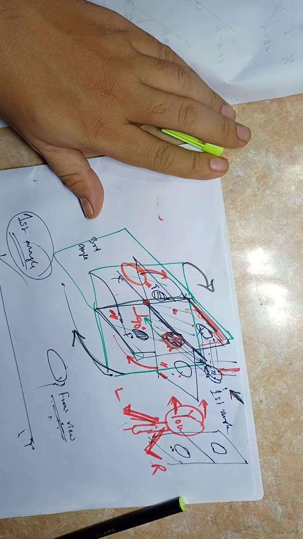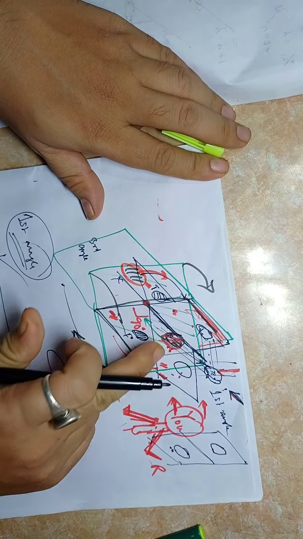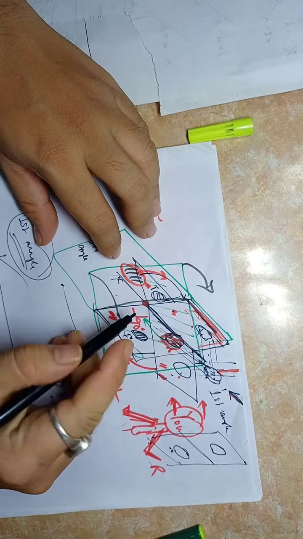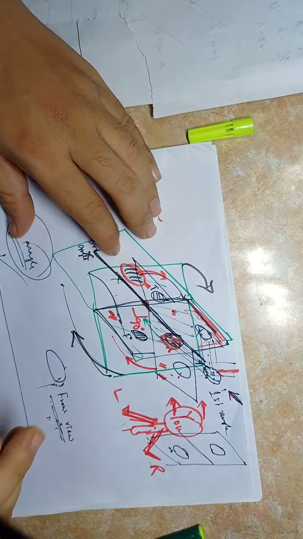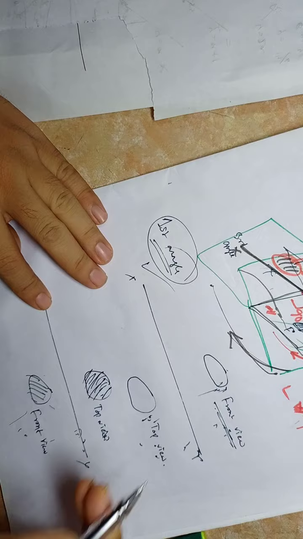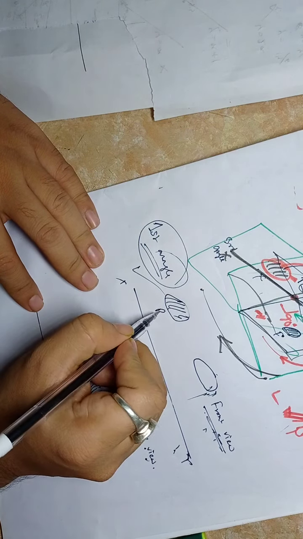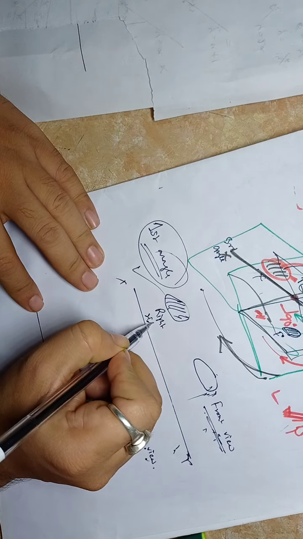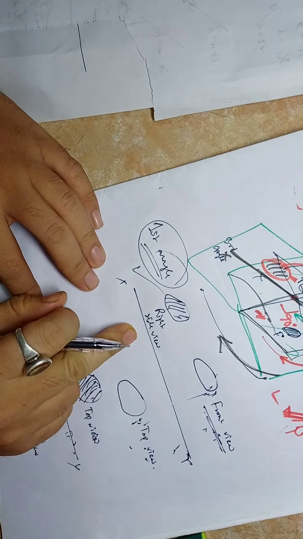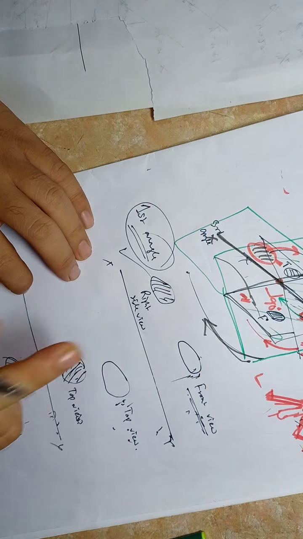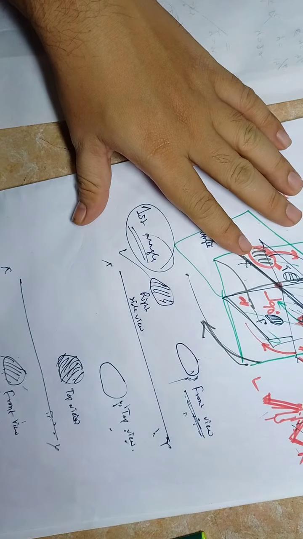This is the right side view. It will be above your xy line. So your right side view is now here. This is the right side view. Clear? Okay, fine. I think it's clear for you.